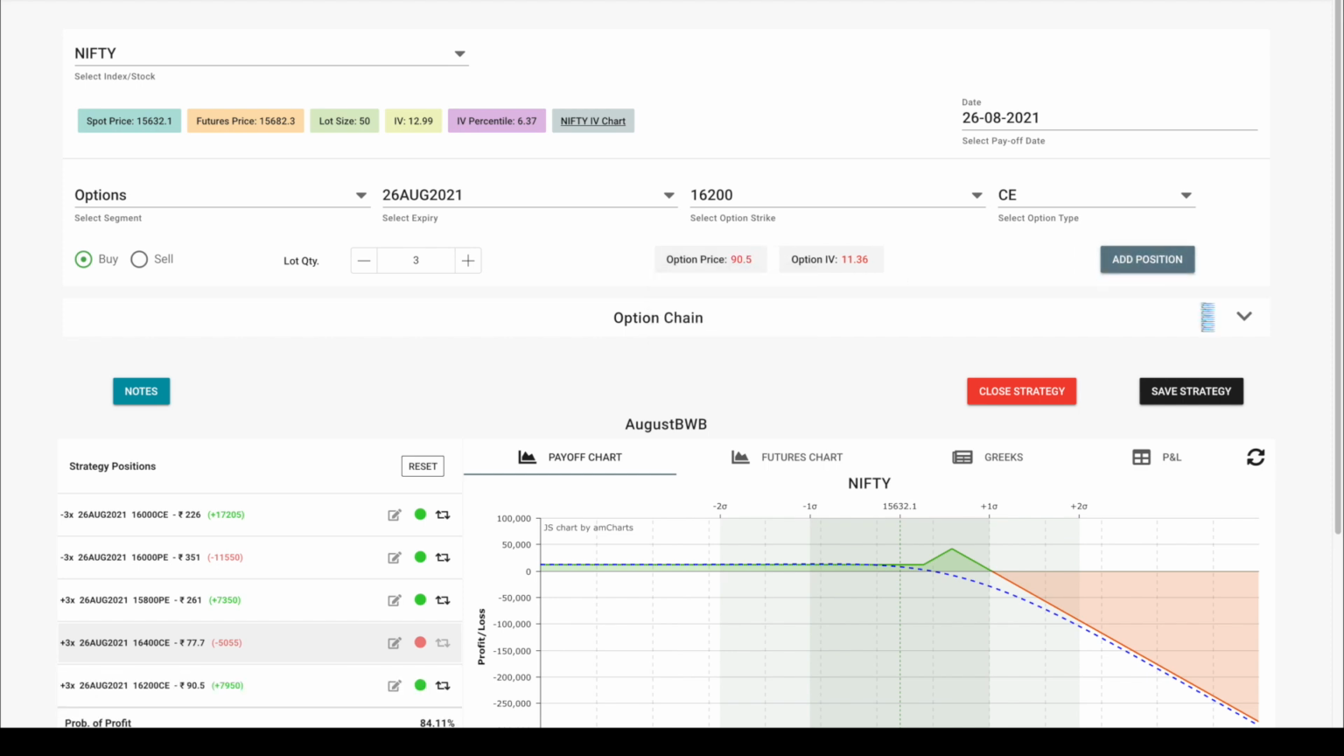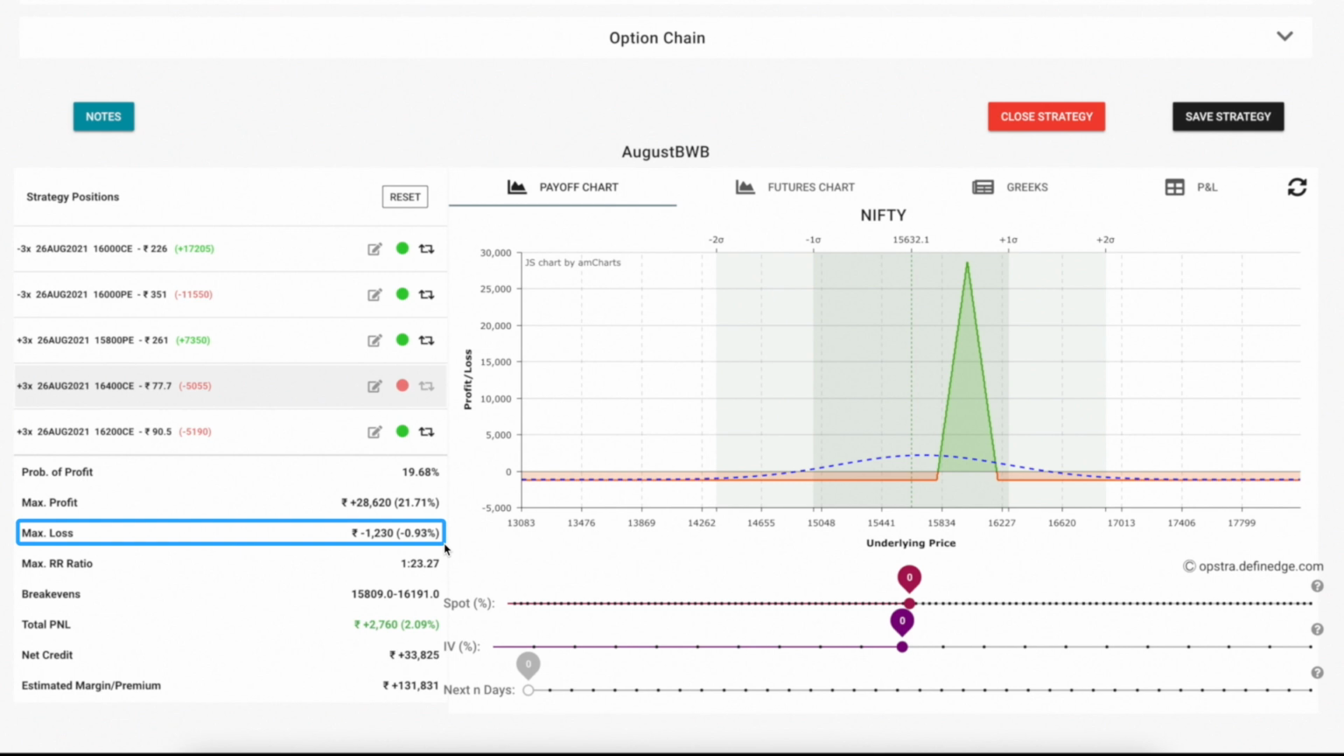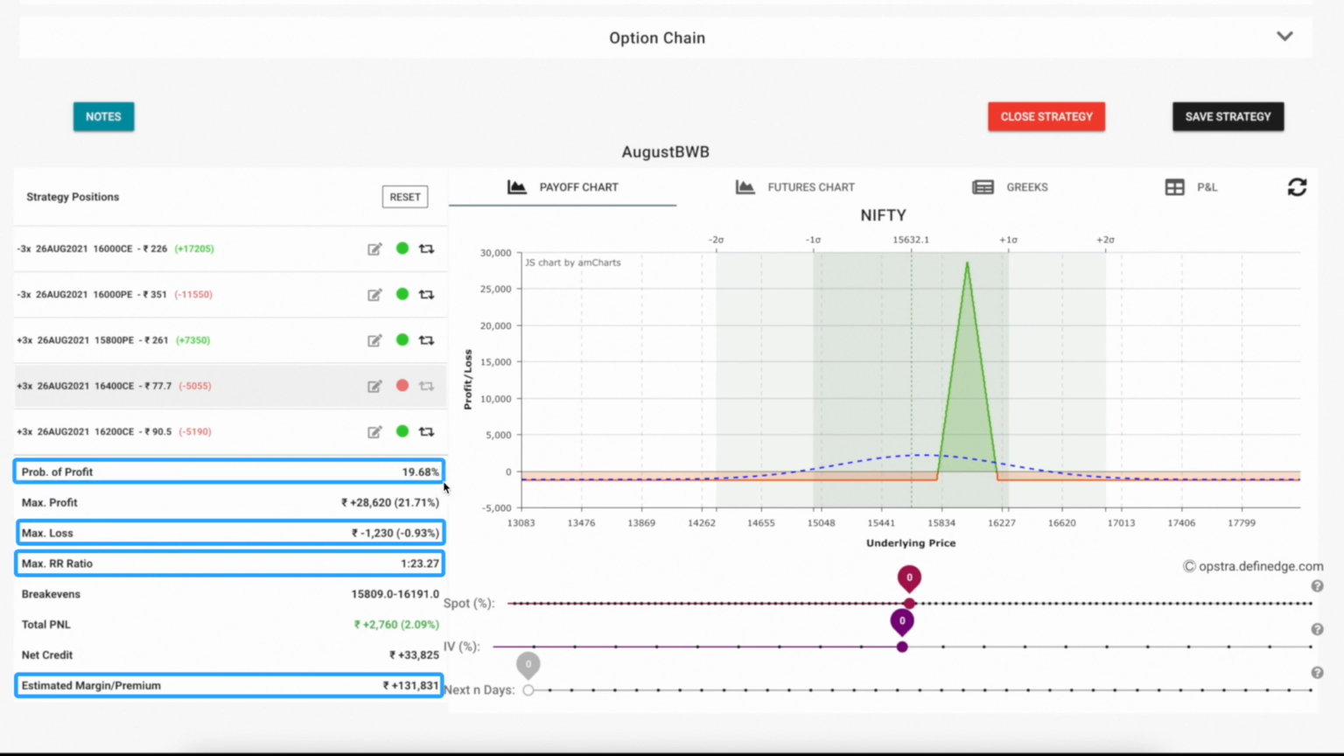This adjustment helped us reduce the risk from rupees 24,255 to just rupees 1,230. The risk to reward ratio of the position is now a whopping 1:23.27. The margin required has also come down significantly. The downside to this adjustment is the probability of profit has come down to about 19.68% from the earlier 75%, and the maximum profit has also come down from rupees 35,945 to rupees 28,620.